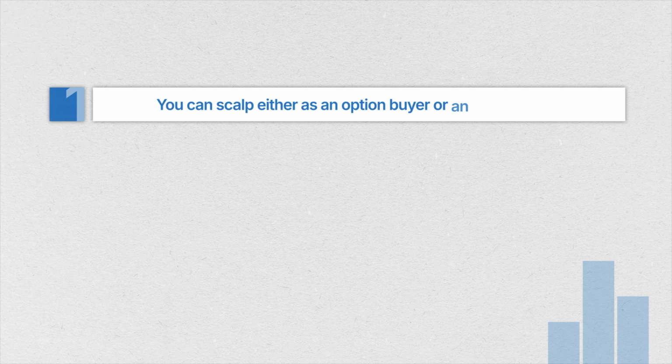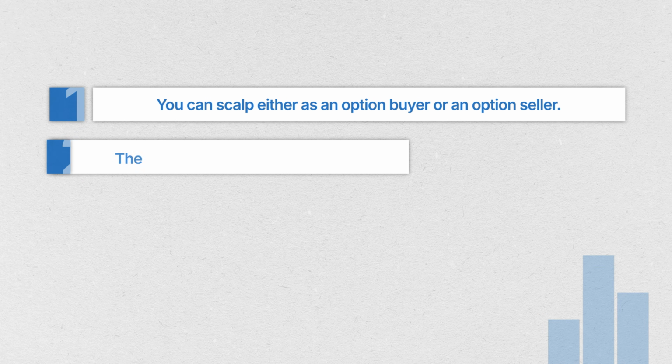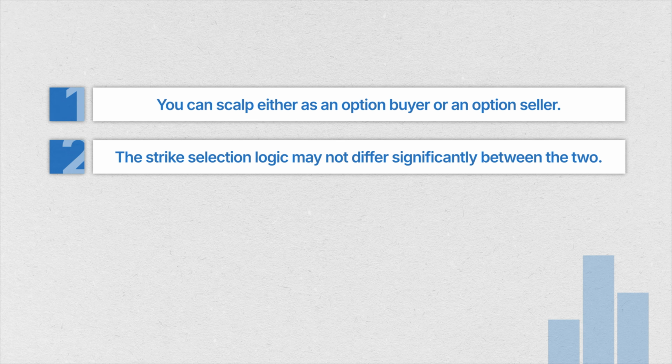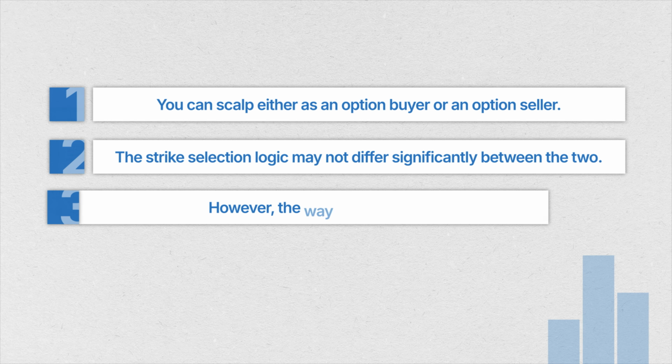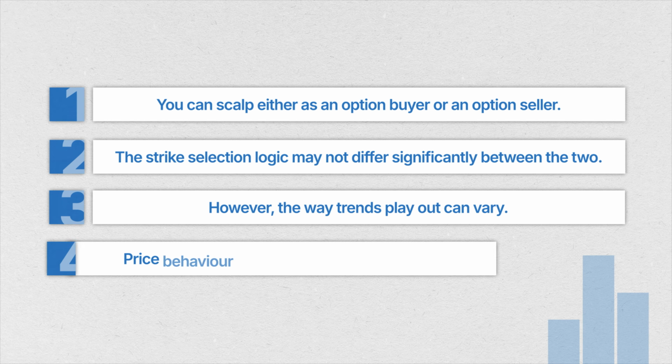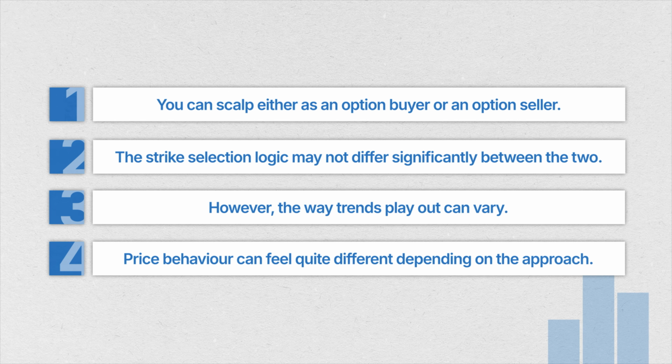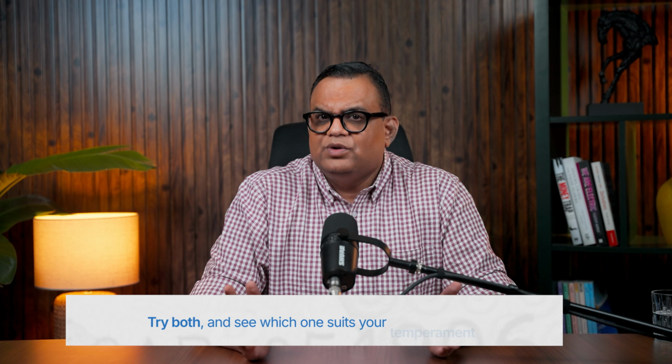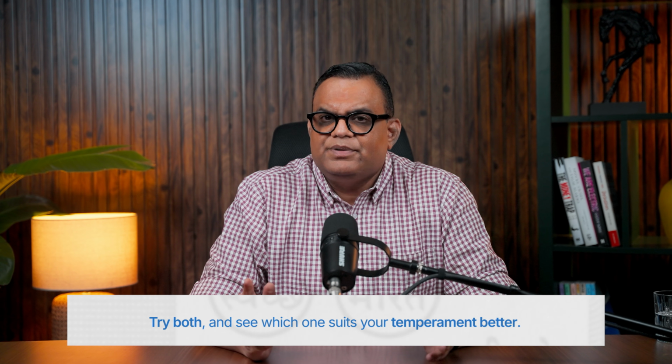Before getting into that, remember one important distinction from episode 1. You can scalp either as an option buyer or as an option seller. While the strike selection logic may not always change drastically, the way trends play out and the way price behaves can feel quite different for the two. My suggestion is simple: try both and see which one suits your temperament better.